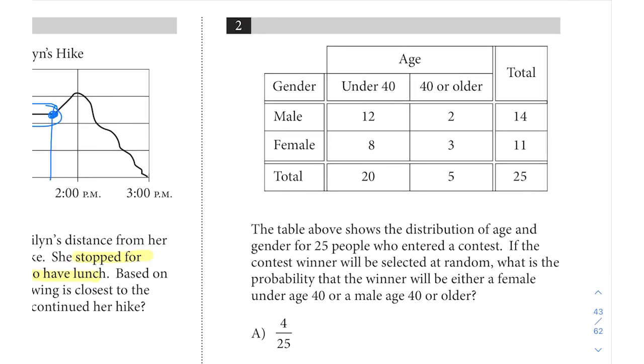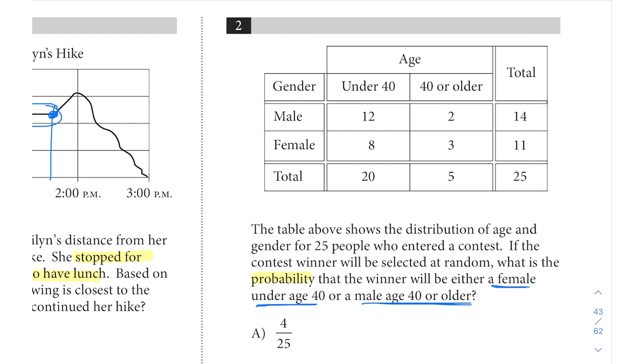And in this one, they show us a table, and it says the table above shows the distribution of age and gender for 25 people who entered a contest. If the contest winner will be selected at random, what is the probability that the winner will be either a female under age 40 or a male 40 or older?